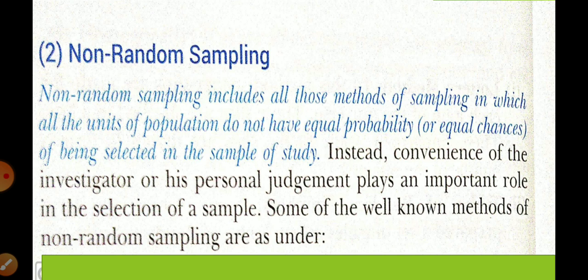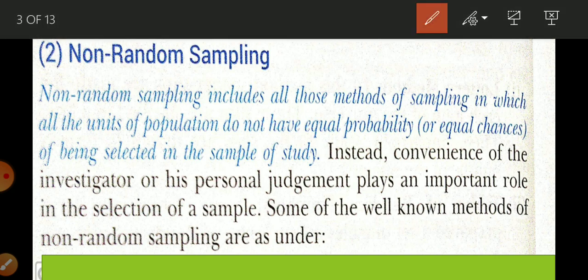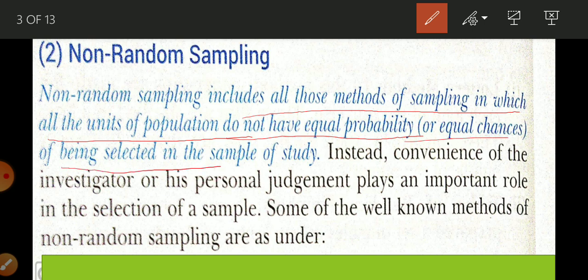What is non-random sampling? Non-random sampling includes all those methods of sampling in which all the units of population do not have equal chance of being selected in the sample of study. Whatever definition or meaning you had learned in random sampling, just its opposite is non-random sampling.